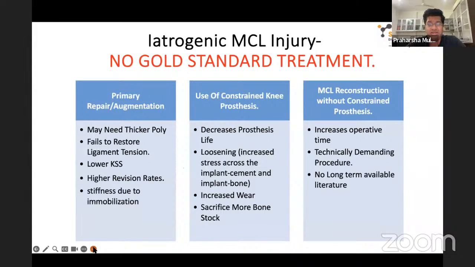If you have a constrained knee, what are the issues? You obviously are decreasing prosthesis life, so it's not ideal in younger patients. It can cause loosening over a period of time, increased wear, and you're obviously going to sacrifice more bone stock for these implants. And if you do MCL reconstruction without a constrained prosthesis, it's an increased operative time. It's a technically demanding procedure, and we really don't have long-term data available on the outcomes.